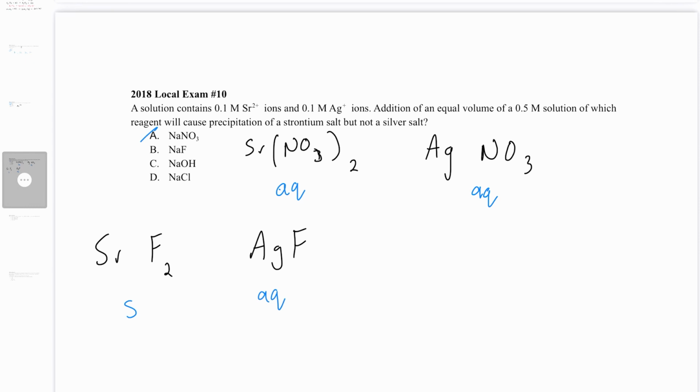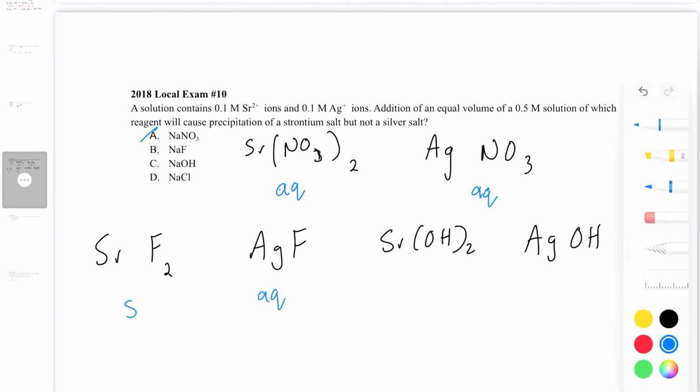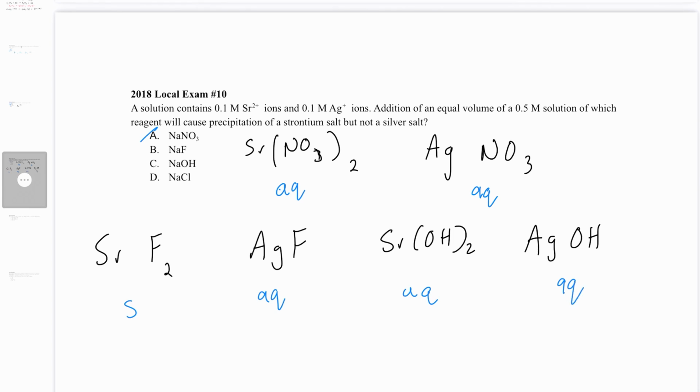But let's look through C and D to make sure that we have the right answer. So for C, you have hydroxide. So we have Sr(OH)2, and you have silver hydroxide. Strontium hydroxide is soluble. It's moderately soluble, but I guess it still counts as soluble. And silver hydroxide is also soluble, so that can't be our answer.